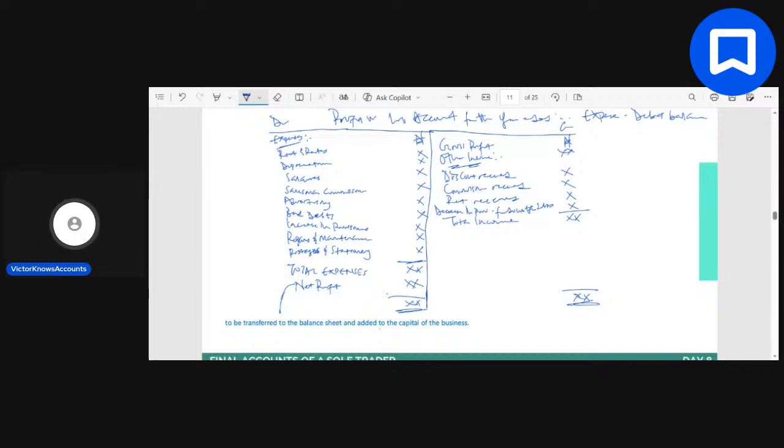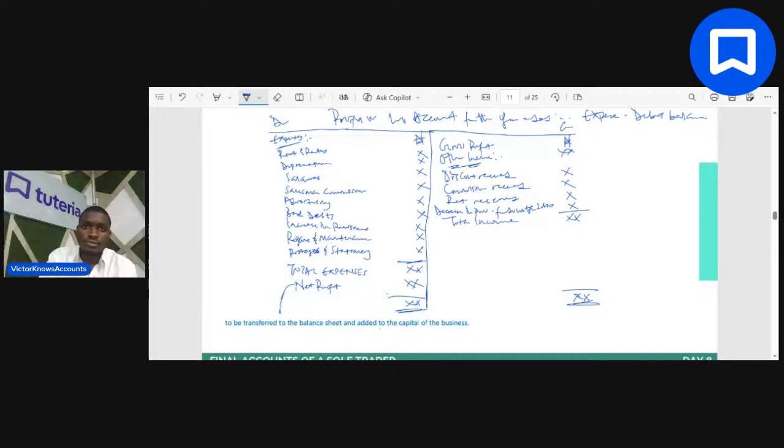So I hope you understand that. That's basically what we have. This amount is going to be transferred to the balance sheet to be added to the capital of the business. If you have a net loss, of course, you know that will be the other way around. You are transferring it to the balance sheet, but you are deducting it from the capital of the business instead of adding it. Is that fine? All right.